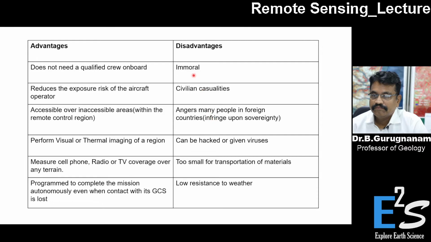What are the disadvantages? It is immoral. Civilian casualties, normally we need permission for this. It injures many people in foreign countries. It can be hacked by others. It is too small for transportation of material. Low resistance to different weathers.